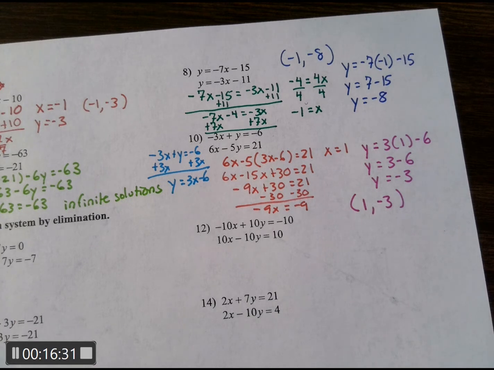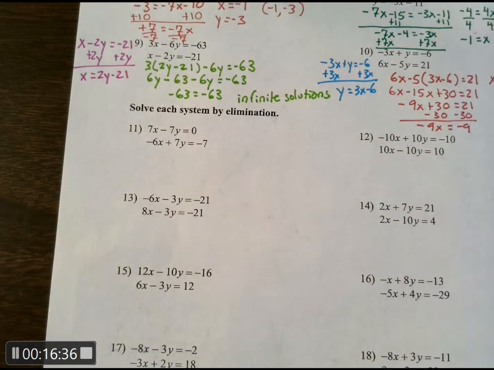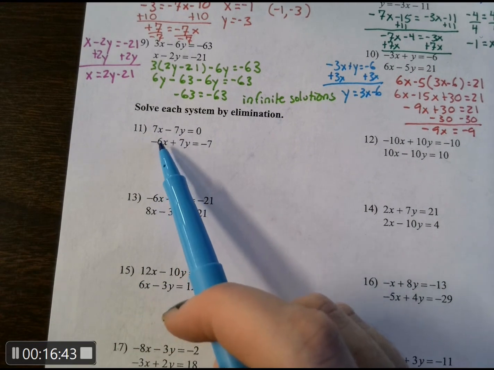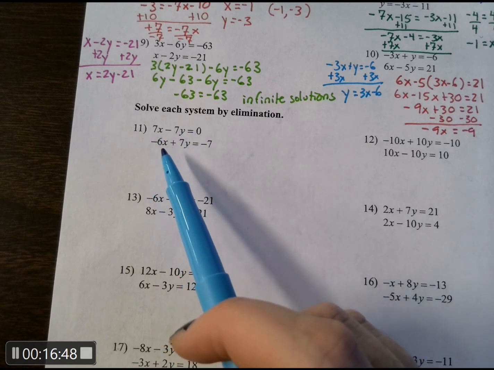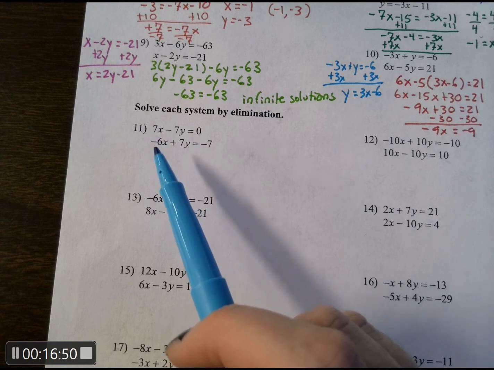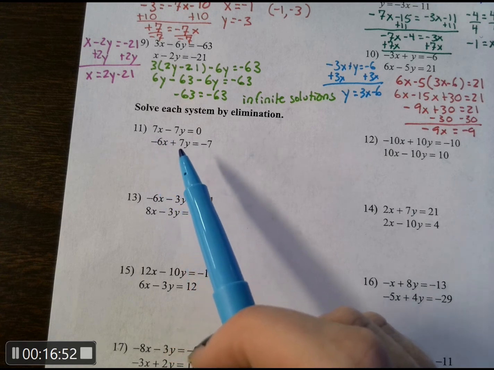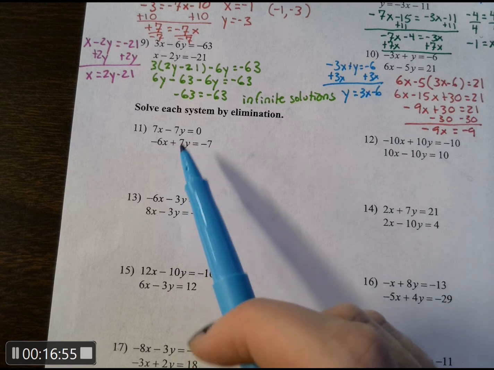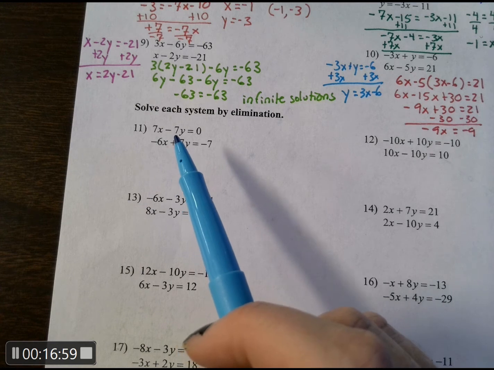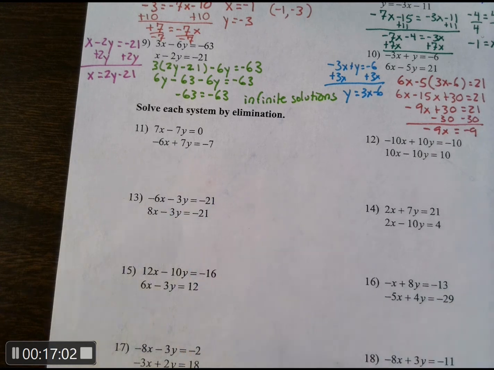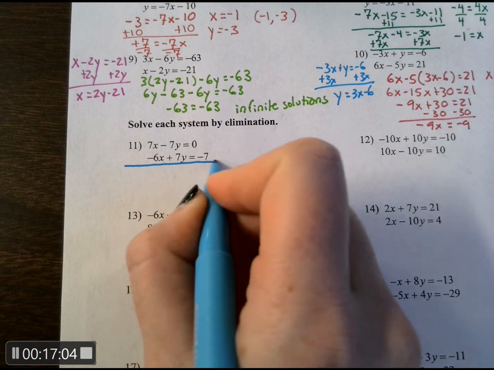All right. Now we have elimination. So first thing we look for in elimination is our letters. Make sure that they are lined up. Then check to see if you have numbers that are the same. 6 and 7 are not the same, but 7 and 7 are the same. So we know we're going to be working with our y first. And then check your signs. We have a negative 7 and a positive 7. Therefore, we can go ahead and add them.